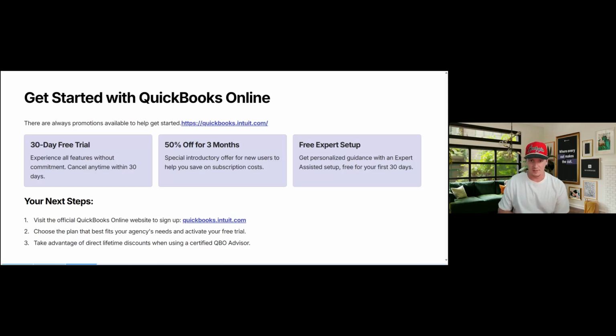Next step is to just go to the webpage, sign up on quickbooks.intuit.com, and choose the plan that best fits you. There are multiple plans. Most of it is dependent on how many users you'll have and what kind of features you'll want. And then take advantage of direct lifetime discounts. When you go through a certified QuickBooks Online advisor or accountant, you can get lifetime discounts by signing up with an accountant. I think working with an accountant is a really advantageous way to get started: someone who can guide you along the process, someone you can ask questions and get some good advice from when you're setting this up, because this is going to be the foundation of your financial management.